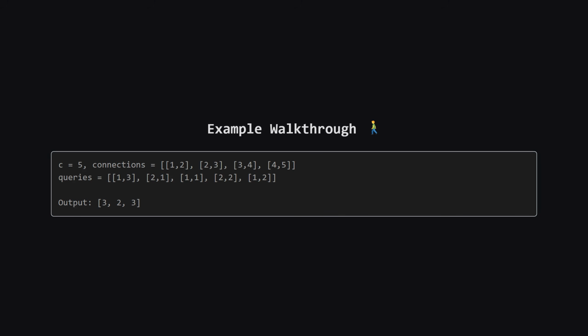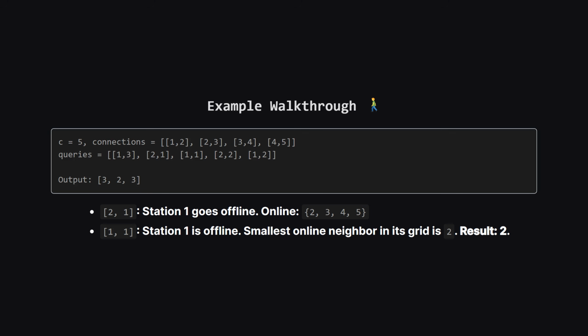We have 5 stations, all connected in a single line. At the start, all 5 are online. The first query is a maintenance check on Station 3. Station 3 is online, so it handles the check itself, and our first result is 3. Easy enough. Next up, Station 1 goes offline.